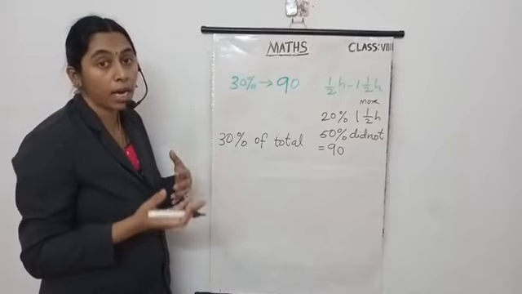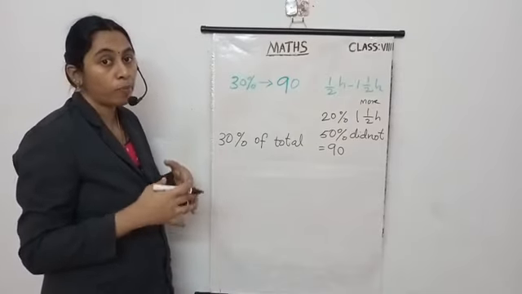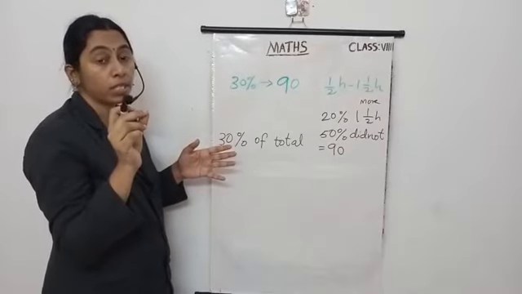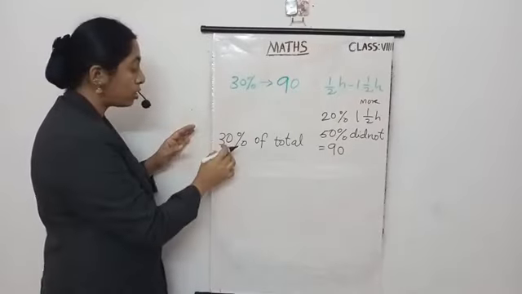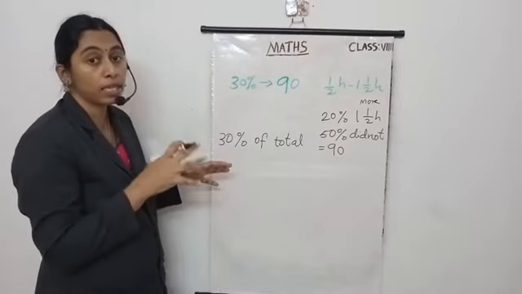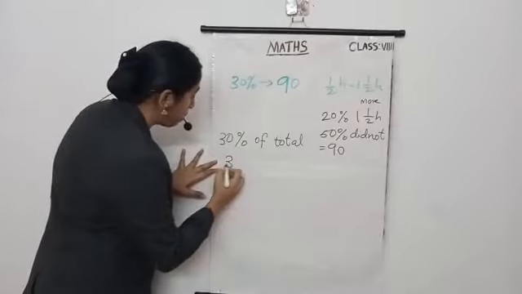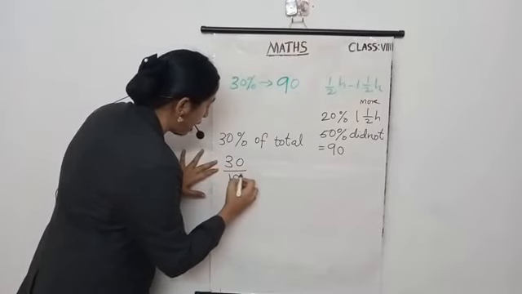Percent means 100, a total of 100. Now percentage means we write 30 out of... the denominator is which number? 100. So 30% means 30 is the numerator and 100 is the denominator. Okay, so this can be written like 30 by 100.